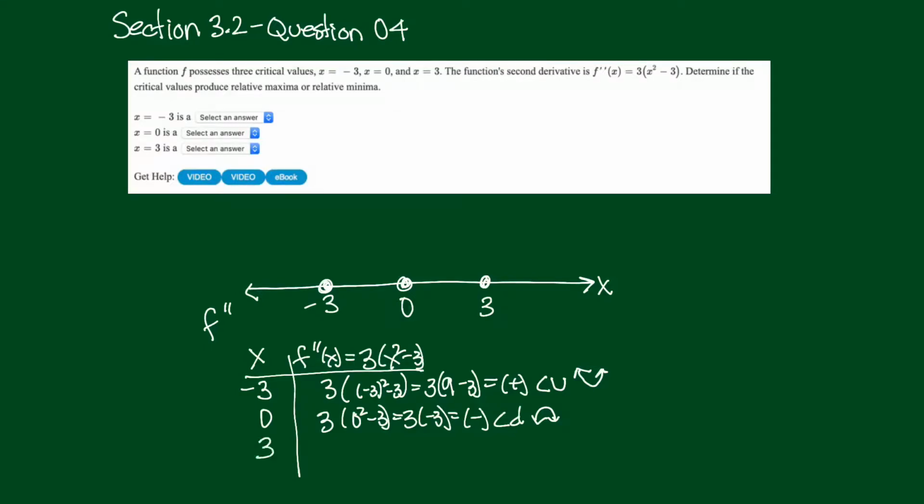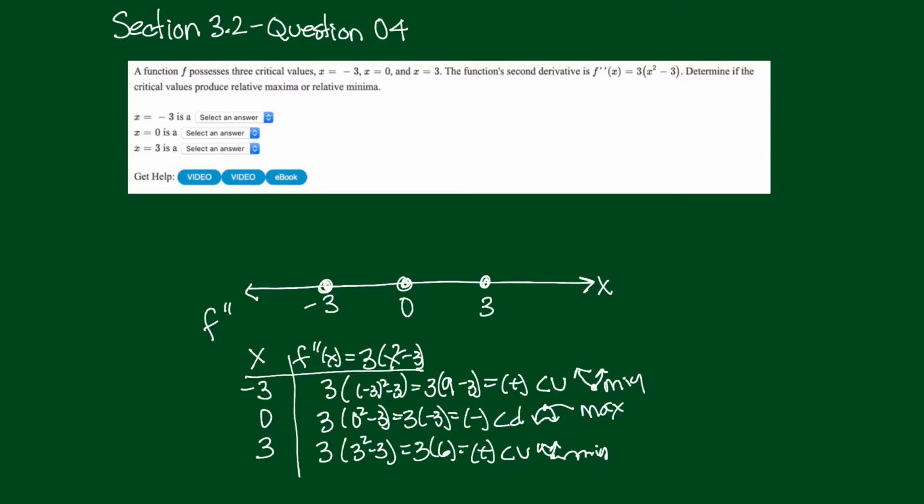And at +3, I'll put in a +3 here. I'll get 3 squared minus 3. Now, that's 3 times 9 minus 3 is 6. That's going to be positive, which means it's concave upward and opens like this. So what we've got here is a minimum, a maximum, and a minimum.